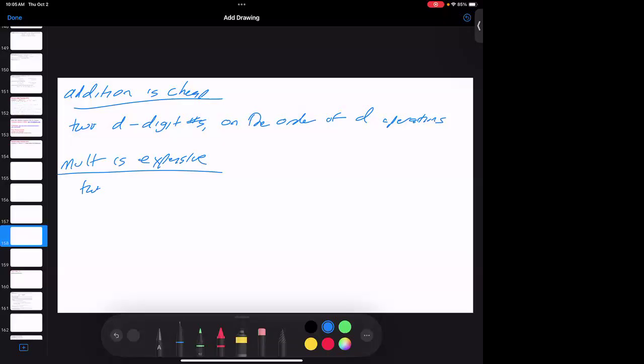If I have two d-digit numbers, multiplication is on the order of d squared. Because I have my first digit times the whole number, the second digit times the whole number, the third digit times the whole number. So multiplication is going to be of size d squared. If d is large, d squared dwarfs d.